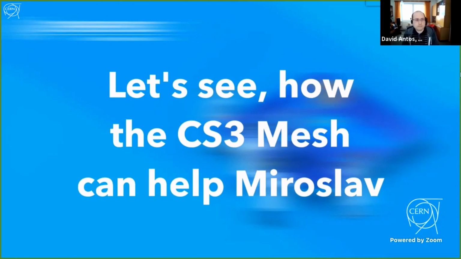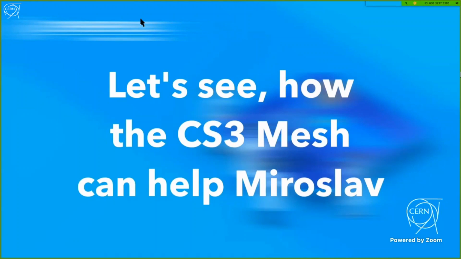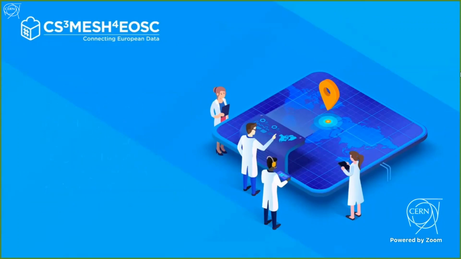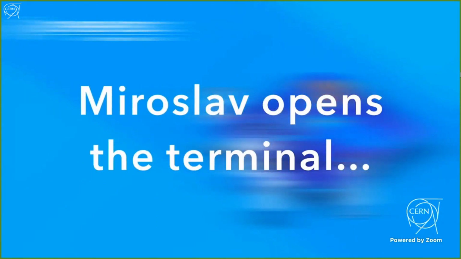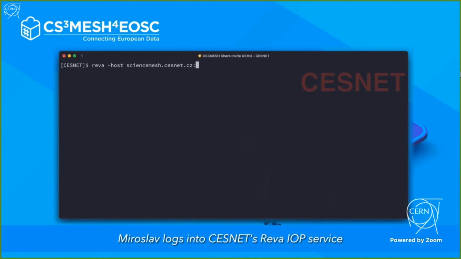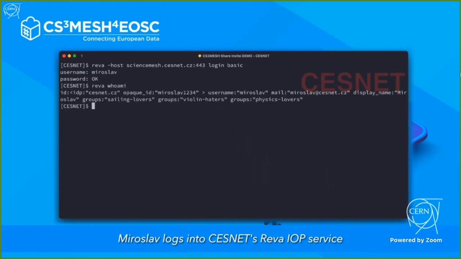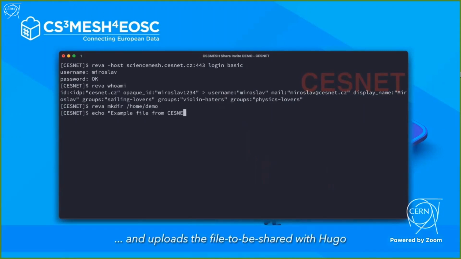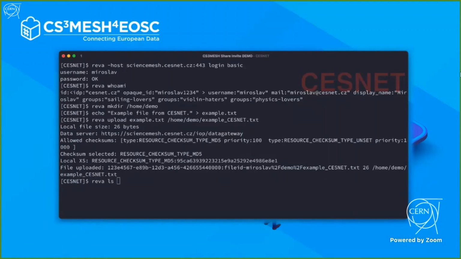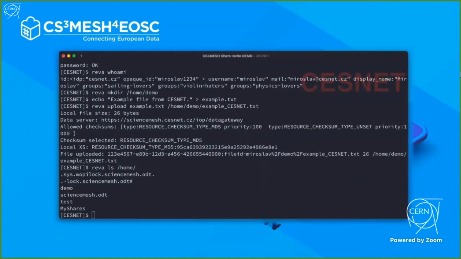In this demonstration, we show technical interoperability in the current state of development using command line interfaces. Of course, this will be hidden in the graphical interface for general users and will be integrated into their sync and share systems. Now, Miroslav opens the terminal. Miroslav logs into Cessnet's Reva interoperability platform service. Here we can see he's logged in. He uploads the file to be shared with Hugo into Cessnet's own cloud. The file is uploaded.